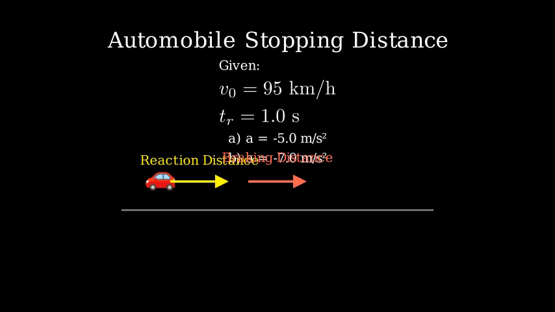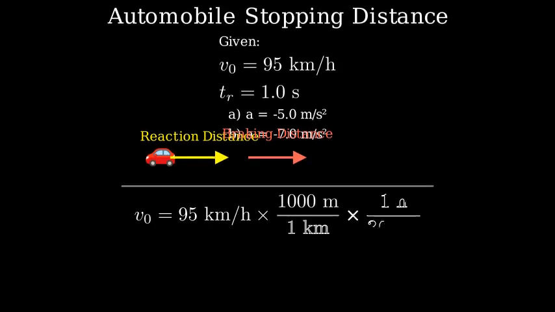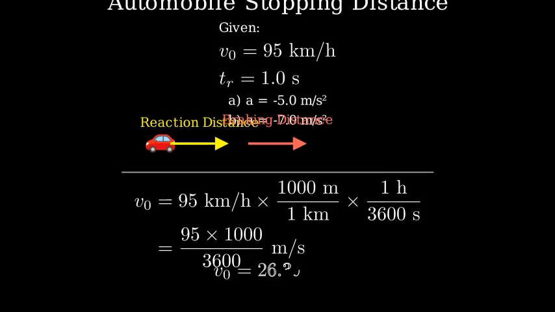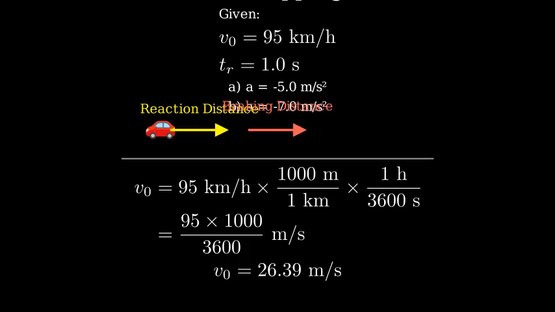First, let's convert our initial speed from kilometers per hour to meters per second. To do this, we multiply by 1,000 meters per kilometer and divide by 3,600 seconds per hour. This gives us 26.39 meters per second.